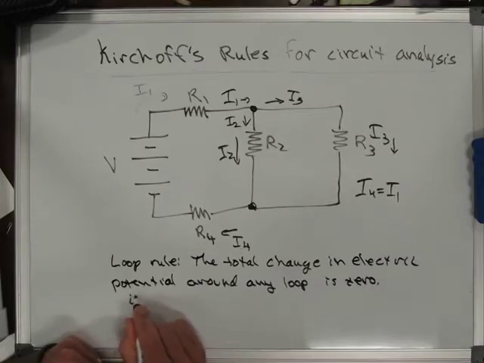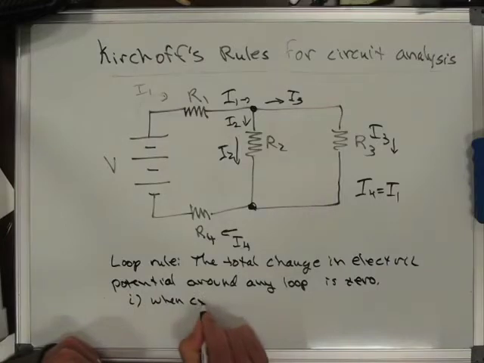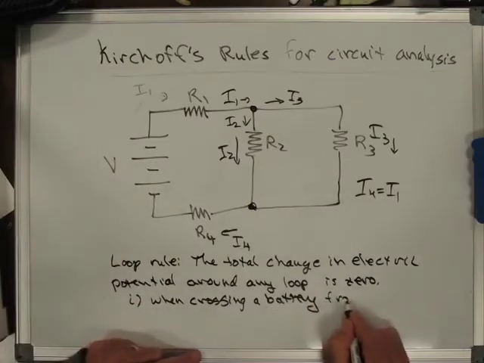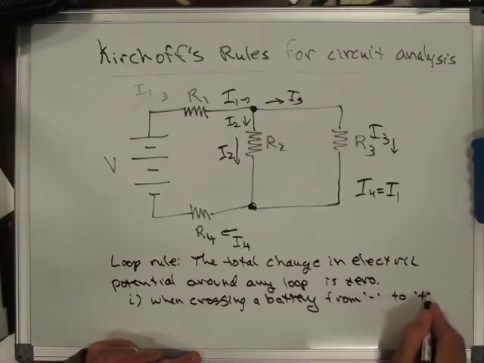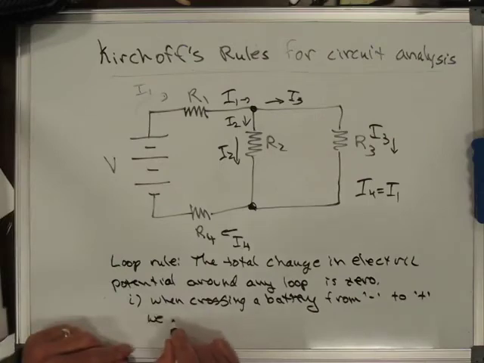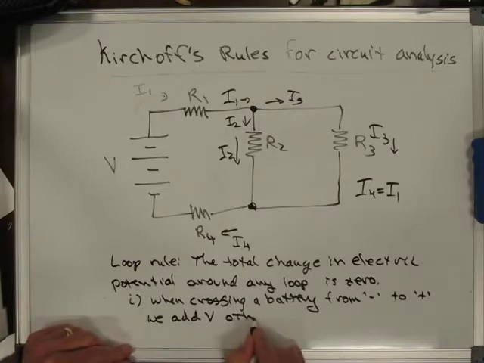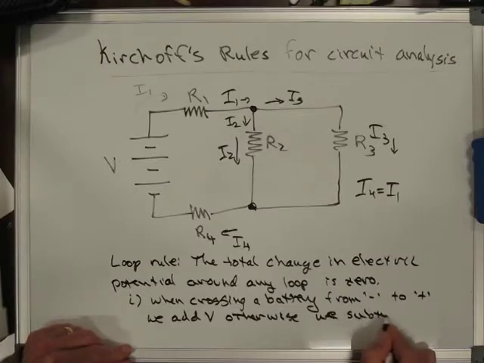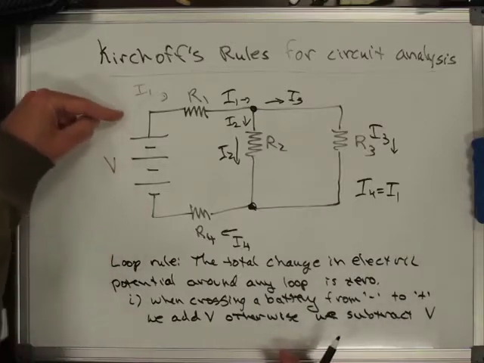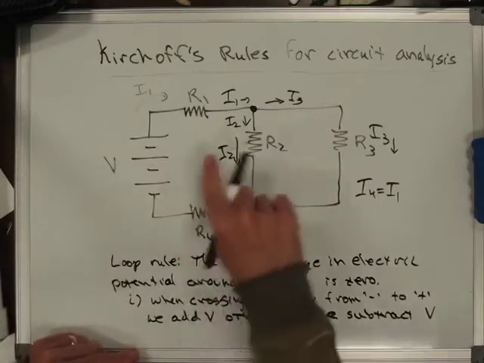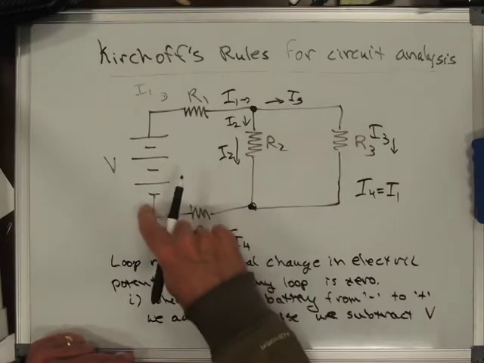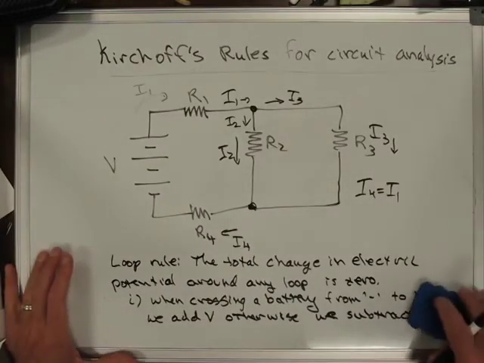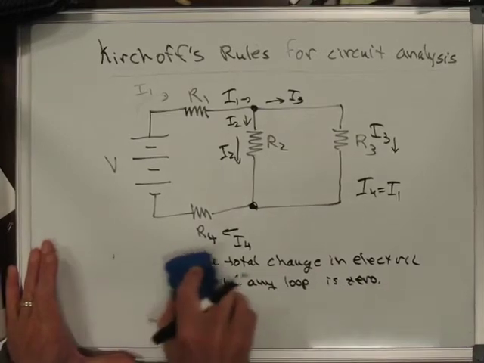I'll call this rule I: when crossing a battery from negative to positive, so going from the negative side to the positive side, we add V. Otherwise, if we're going from the positive side to the negative side, we subtract V. So when you're calculating the electric potential around a loop, if you go across a battery from the negative side to the positive side, you add V. If your loop carries you around the other way, you subtract V. So that's rule I. I'm going to have to erase this now, and I'll give you the next rule.